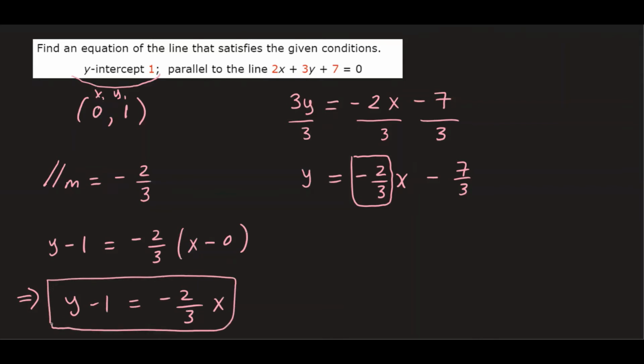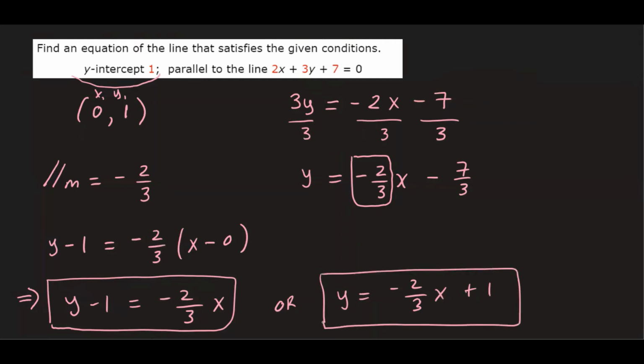Now, if you just want to move things around and write it in another form, you could also do that. We can add 1 to both sides. You have y is equal to -2/3 x plus 1. So that would be the representation of the same line in slope-intercept form.